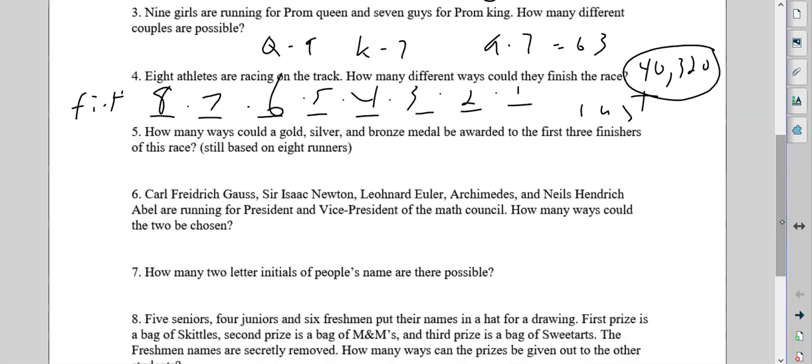How many ways could a gold, silver, and bronze medal be awarded to the first 3 finishers of the race? Okay, well, we have first, second, third. It helps to label. Whoops, that's supposed to be up there. That was silly of me. Writing is hard.